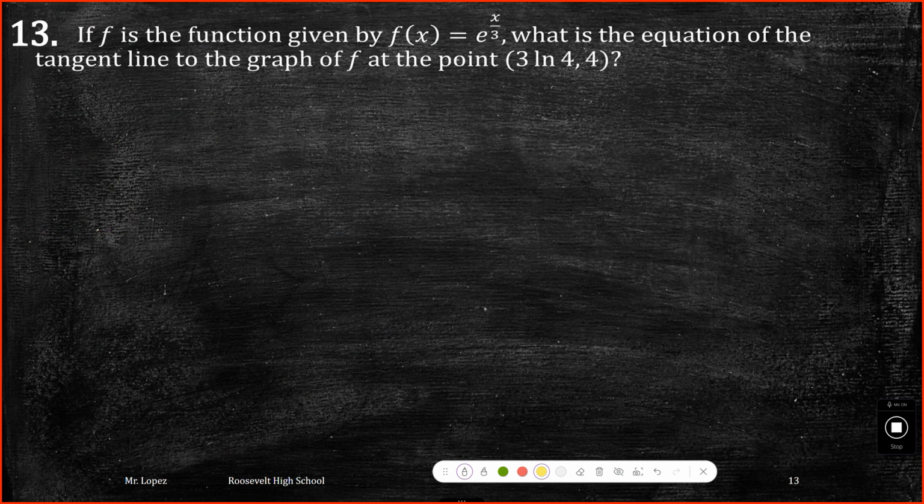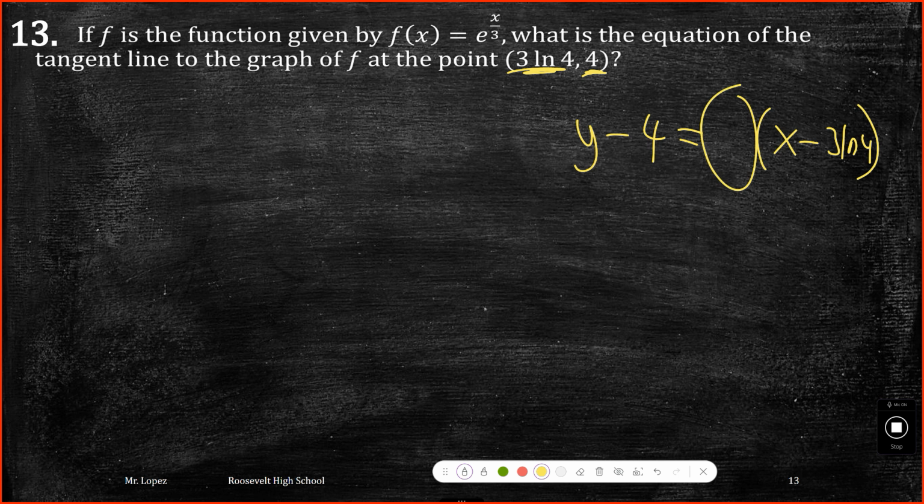13. If f is the function given by this, what's the equation of the tangent line to the graph of f at the point 3 ln 4, 4? So what is it looking for? Tangent line equation. What are we going to do? We always do y minus y1 equals m times x minus x1. We're given the input, 3 ln 4. We're given the output, 4. Got to figure out what the slope is at that point.